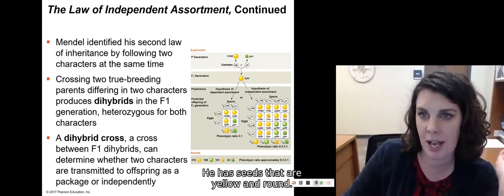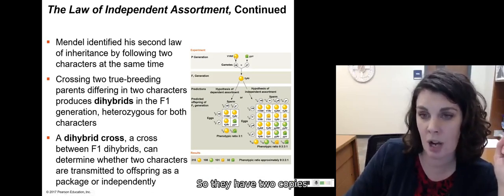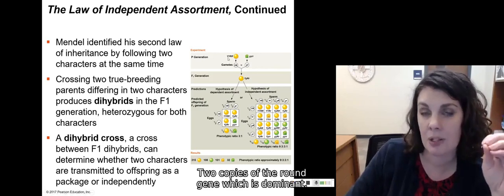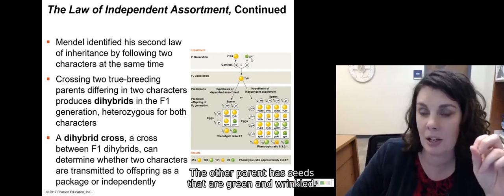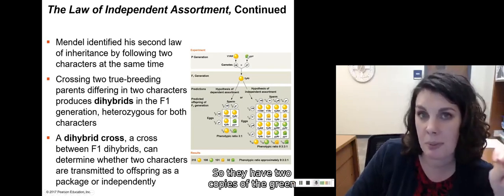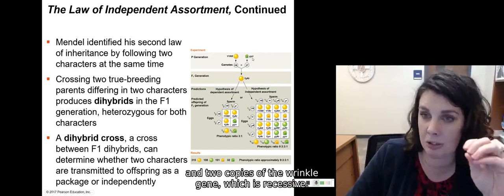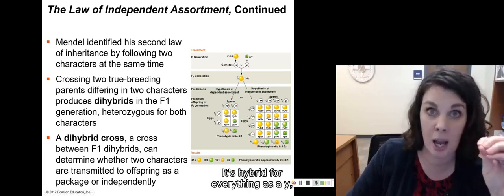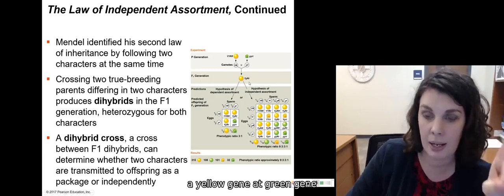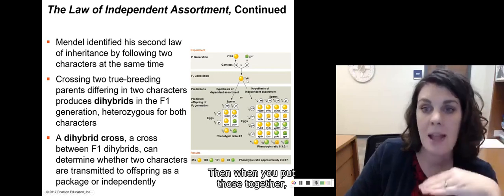So he has this parent generation, he has seeds that are yellow and round. So they have 2 copies of the yellow gene, which is dominant, 2 copies of the round gene, which is dominant. The other parent has seeds that are green and wrinkled. So they have 2 copies of the green gene, which is recessive, and 2 copies of the wrinkle gene, which is recessive. And when he crosses them together in the hybrid generation, the F1 generation, it's hybrid for everything, right? It has a yellow gene, a green gene, a wrinkle gene, and a round gene.